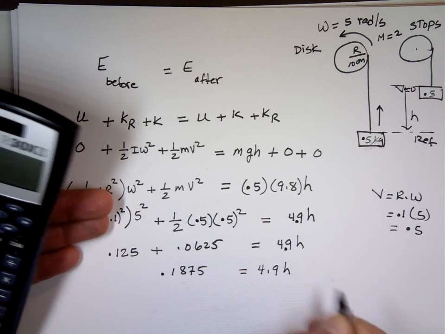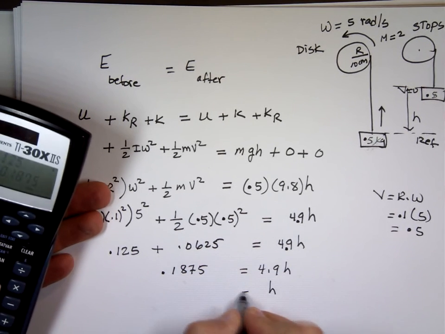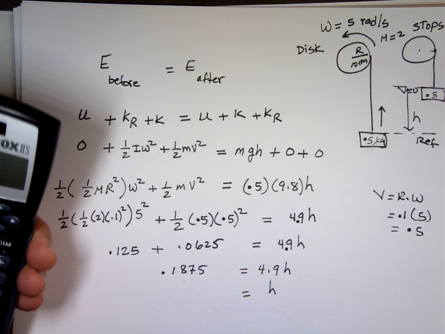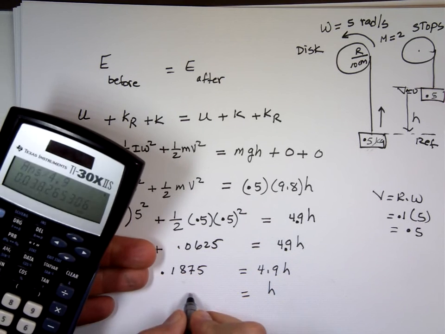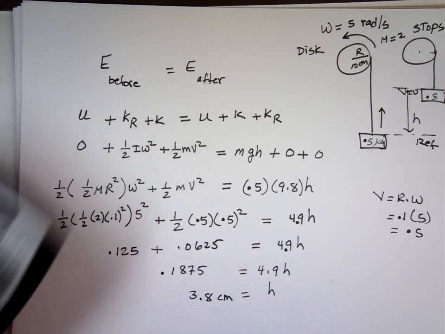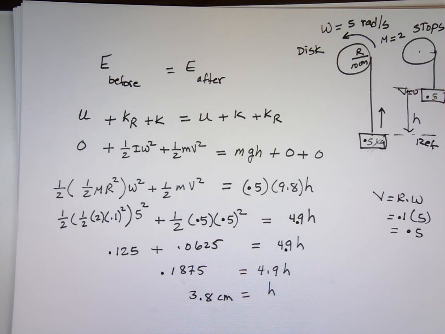What's the height here? .38 centimeters. .038 meters, which is 3.8 centimeters.